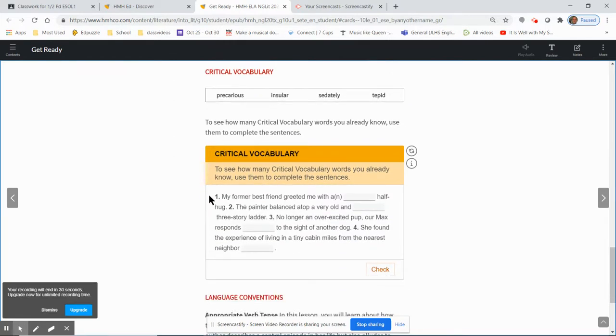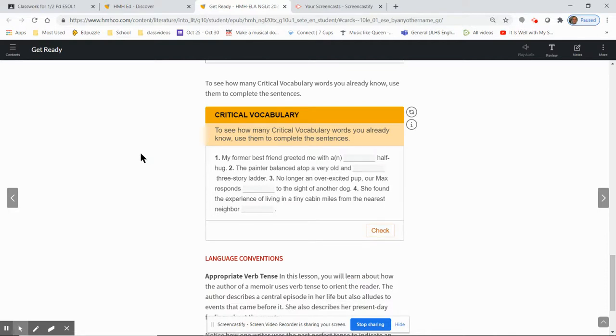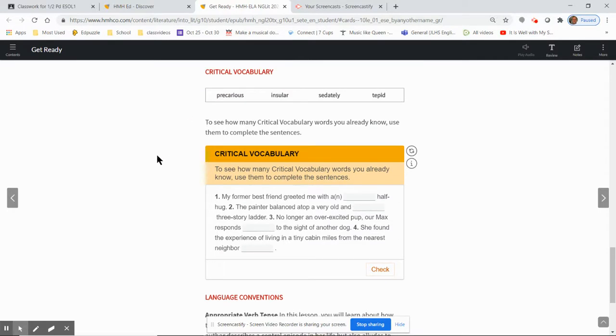And here is some critical vocabulary: precarious, insular, sedately, and tepid. We've studied those words before, and you can look them up in Google if you have a question. But what I'm going to have you do is answer these questions using those vocabulary words.